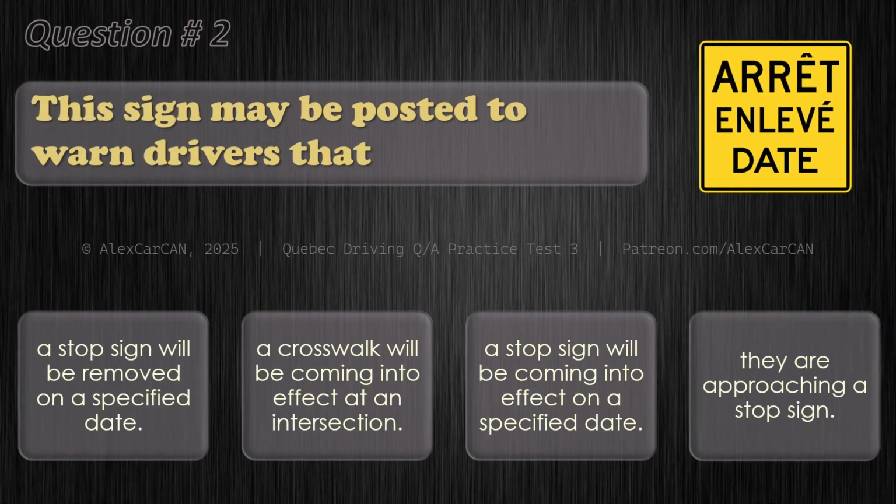Question number 2. This sign may be posted to warn drivers that a stop sign will be removed on a specified date. A crosswalk will be coming into effect at an intersection. A stop sign will be coming into effect on a specified date. They are approaching a stop sign. The correct answer is a stop sign will be removed on a specified date.